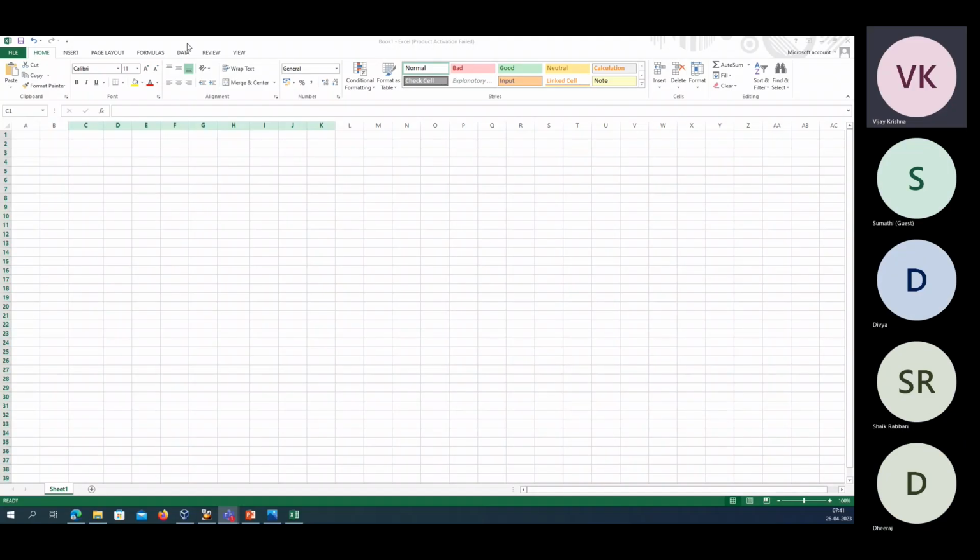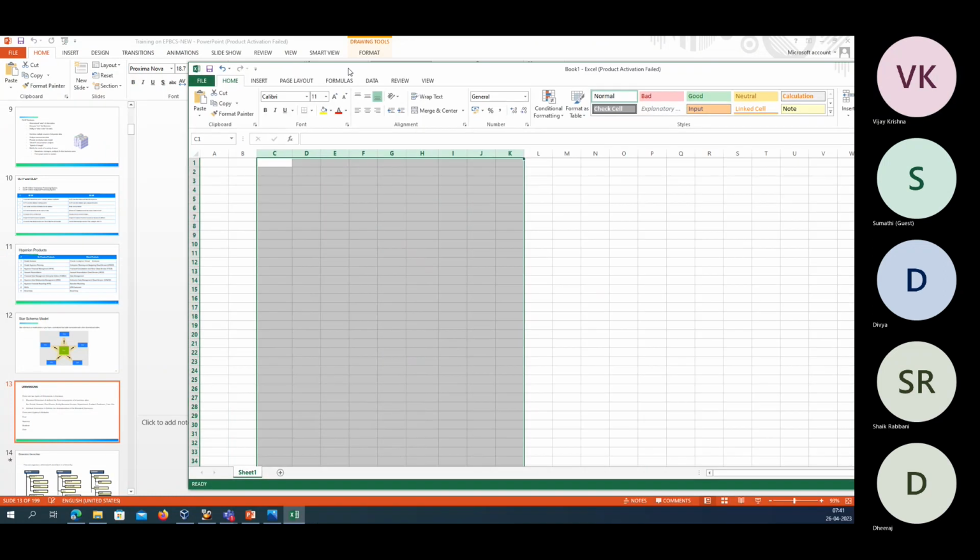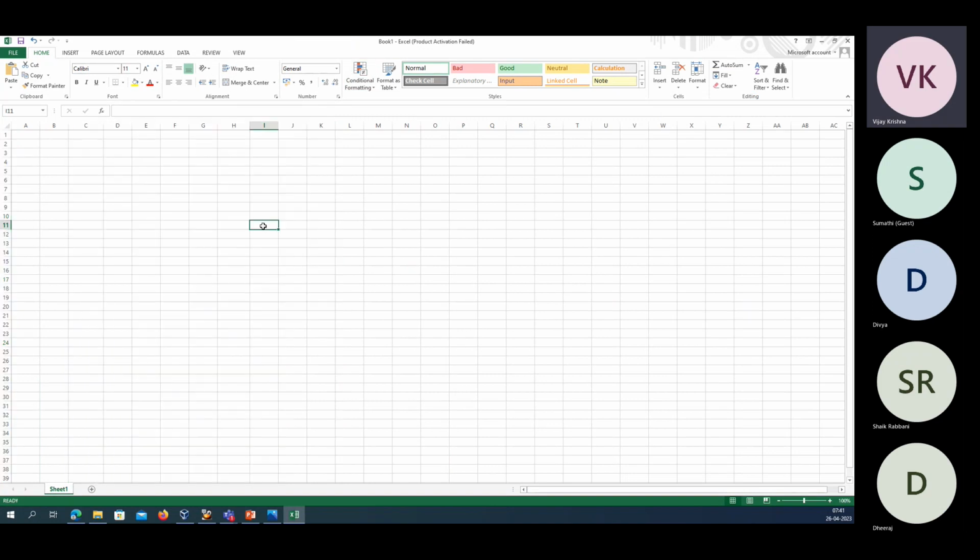So you understood the standard dimension. Okay. So we have a standard dimension and there are two types of dimensions. One is a standard dimension and one is an attribute dimension. Clear? Understood? Right. Okay. Now say for example, if I take period as a dimension, period is my standard dimension.